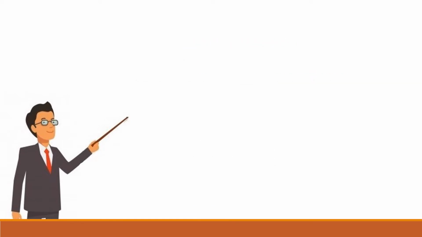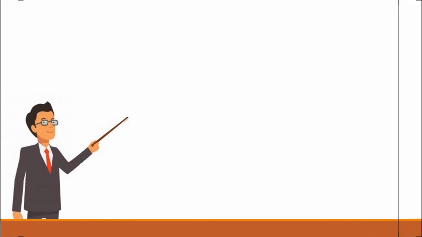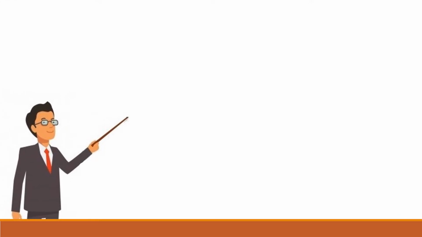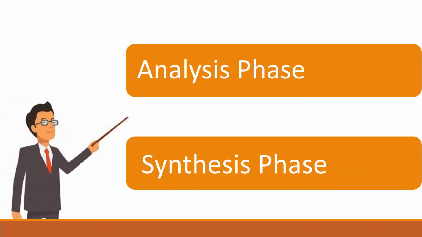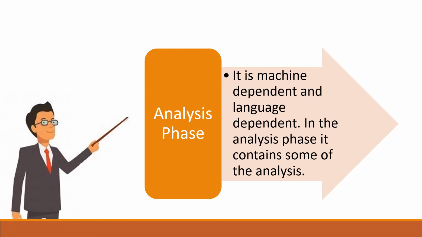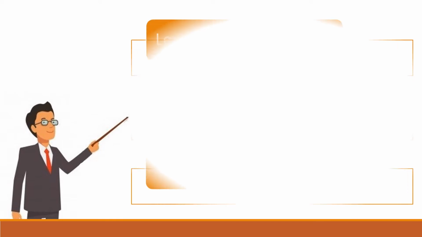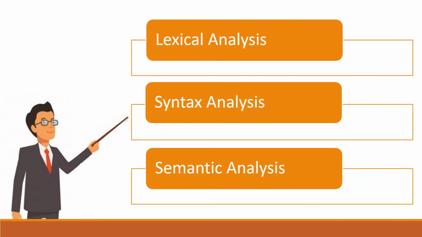In phases of compilation, a phase is a logically interrelated operation that takes a source program in one representation and outputs another representation. The compilation process is carried out in two phases, analysis phase and synthesis phase. Coming to analysis phase, it is machine dependent and language dependent. In the analysis phase it contains some of the analysis. There are 1. Lexical analysis, 2. Syntax analysis, 3. Semantic analysis.